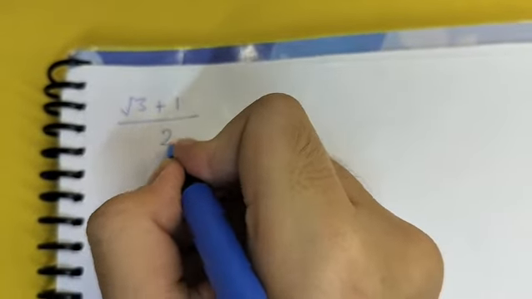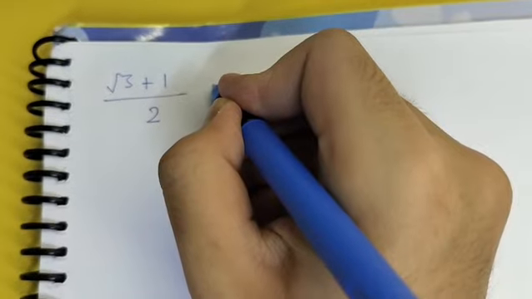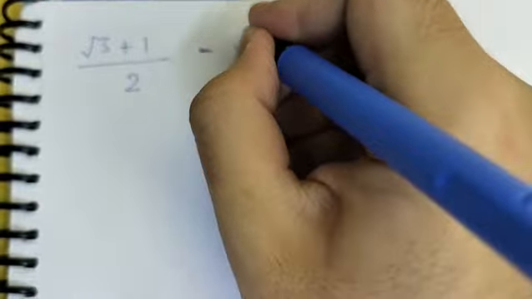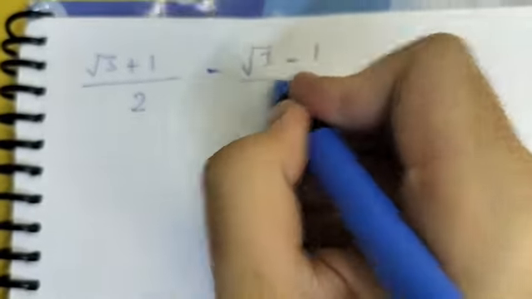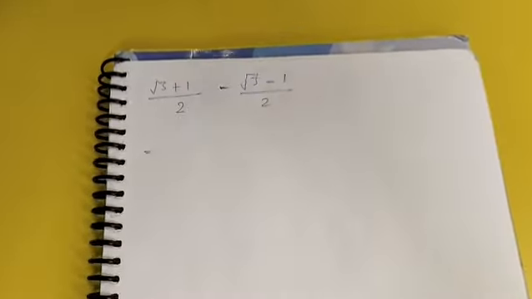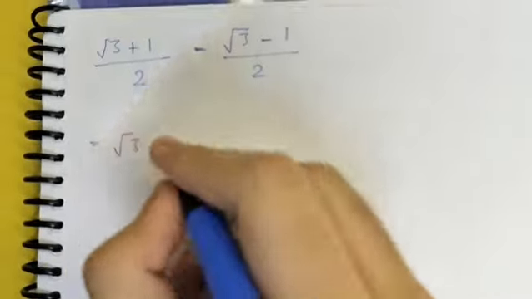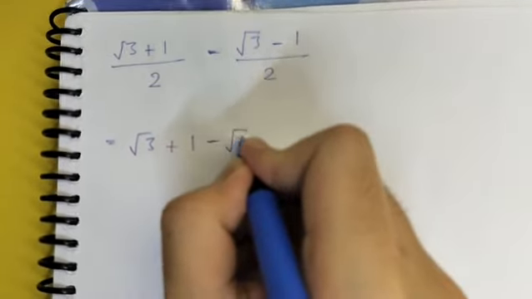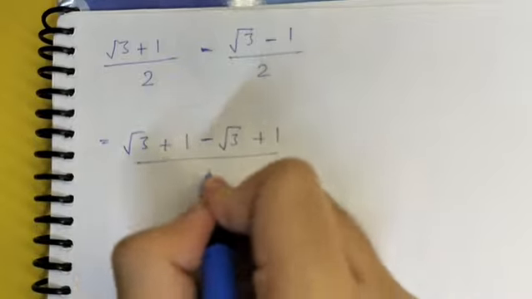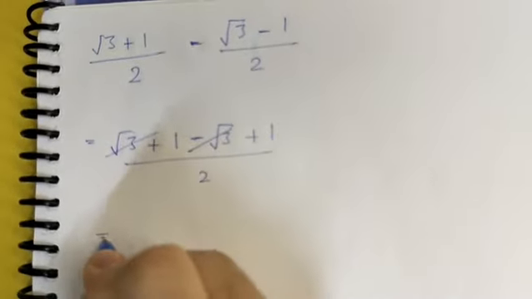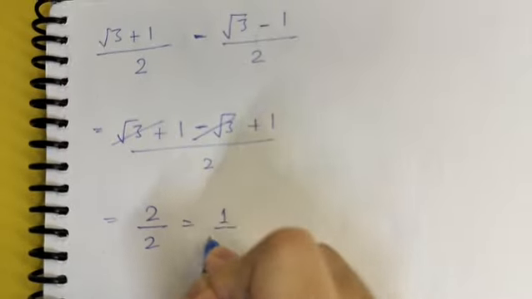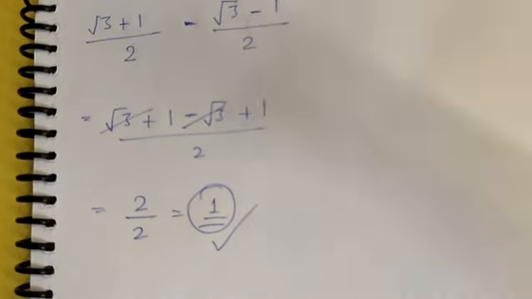So that's fairly simple. We get root 3 plus 1 by 2, with a minus in the original question, minus root 3 minus 1 by 2. Now we simplify the question. Root 3 plus 1 minus root 3, minus minus becomes plus, plus 1, upon 2. Root 3 and minus root 3 get cancelled. So we get 2 upon 2. The answer is 1. This is our final answer.